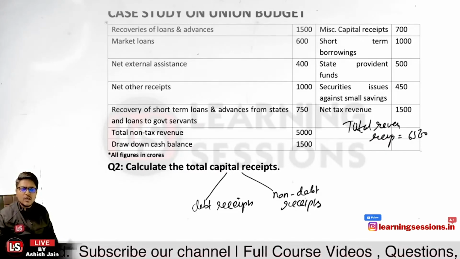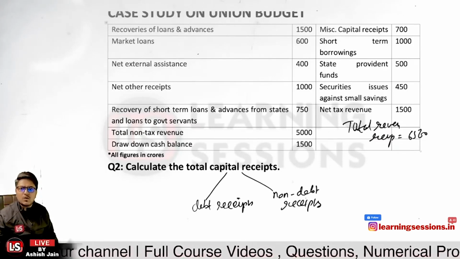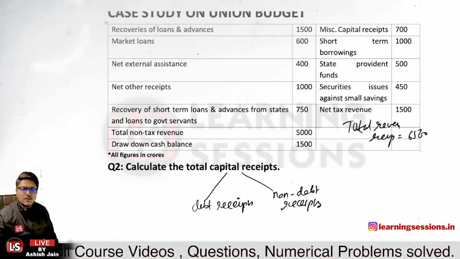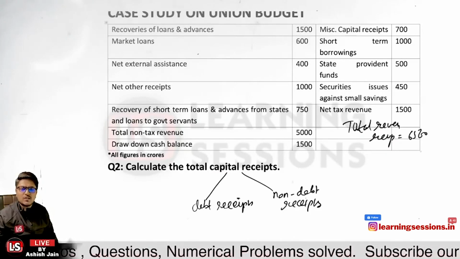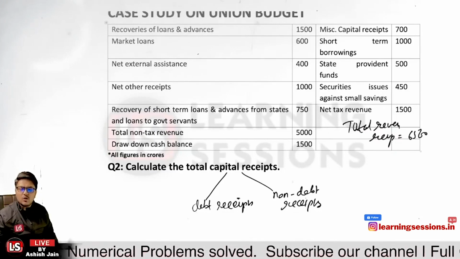I already told you, when we talk about the debt receipts, it is related to the amount that you have received for the amount that you lent earlier. That is basically your debt receipt, na? That is related to your debt receipt. So recovery from the loans and advances.